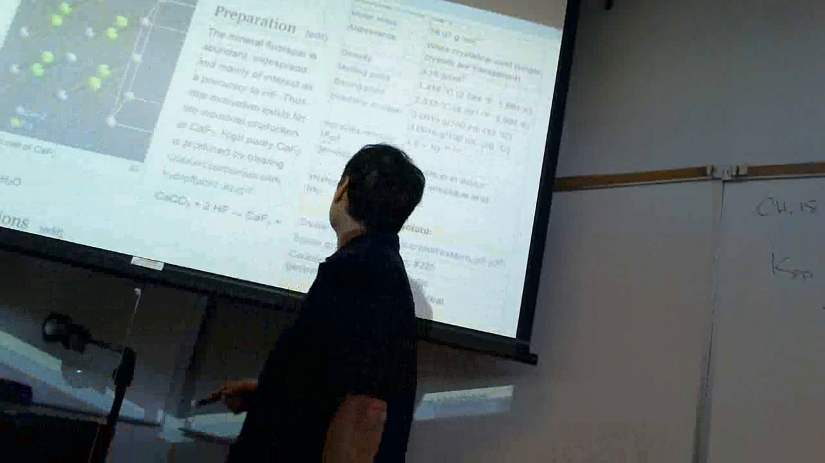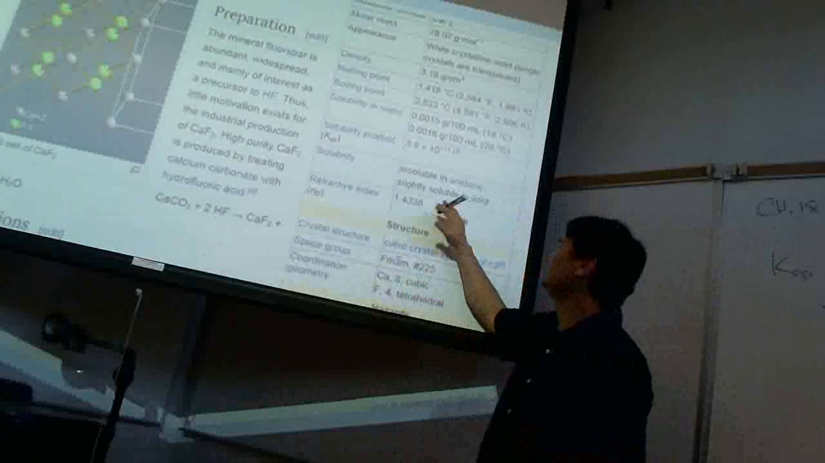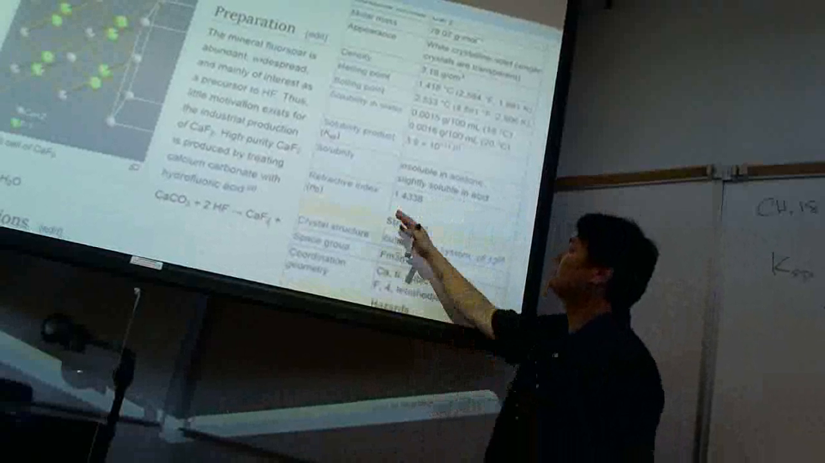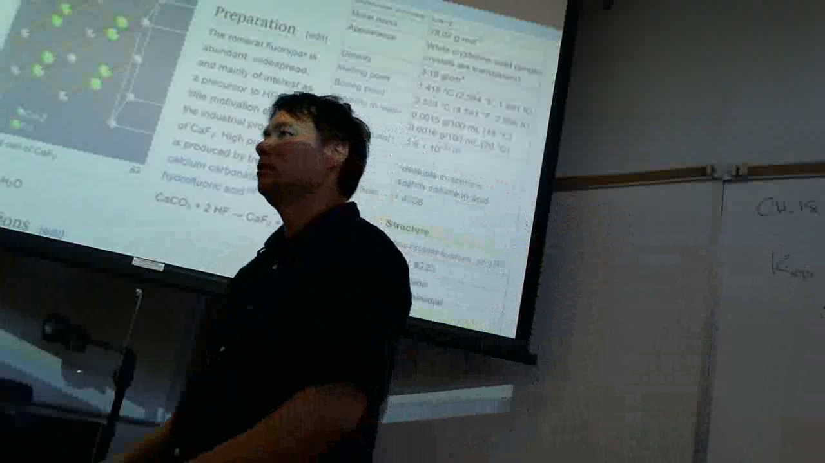Here, we look at some other solvents like acetone, which is fairly polar, but mid-polarity, slightly soluble in acid. It's calcium fluoride. It's different than your typical halide.